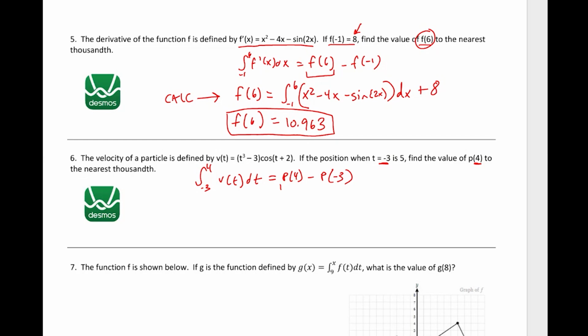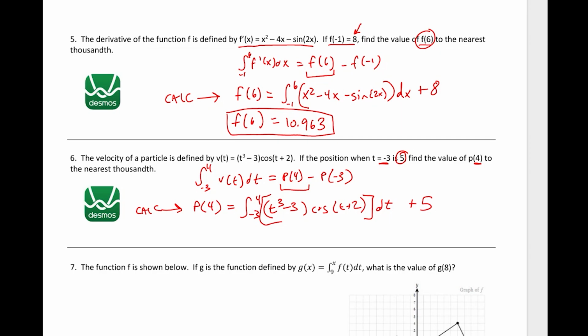So if we're looking for p of 4, we're going to isolate that by adding p of -3 to both sides. So we've got the integral from -3 to 4 of t cubed minus 3 times cosine of t plus 2, all of that dt, plus p of -3, which is 5. So once again, this is what we're going to put into the calculator.